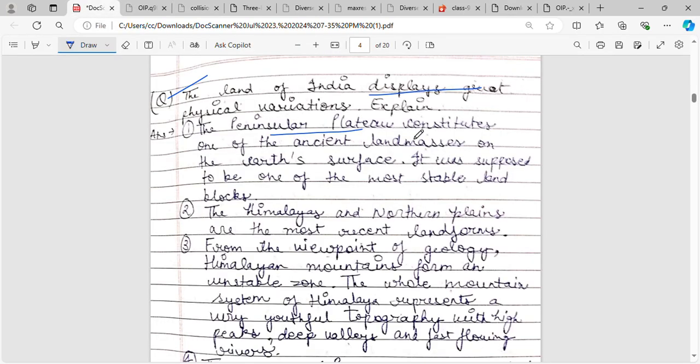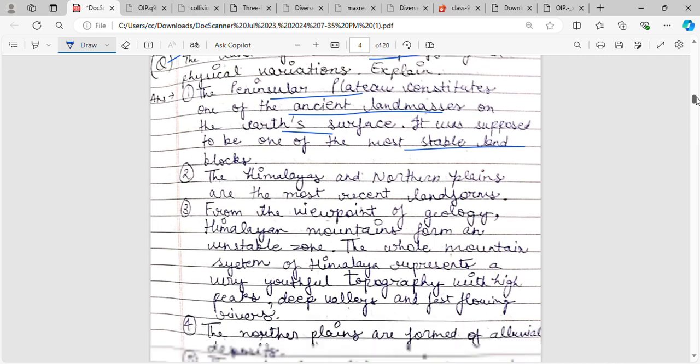So, the peninsular plateau constitutes one of the ancient land masses on the Earth's surface. It is said to be one of the most stable land blocks because, at the time when Pangaea was divided into Gondwana and Angara land, from that time till now, this land mass has neither been broken up nor has anything such happened to it.